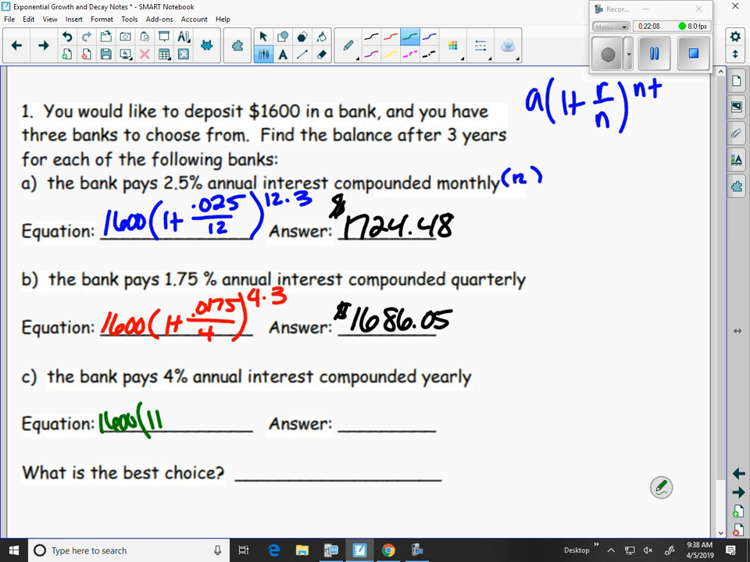All right, and then bank C, we have 4%. That's pretty steep. 4% is pretty steep. And compounded yearly. What's my n value? 1. So we'll have 1 times 3.